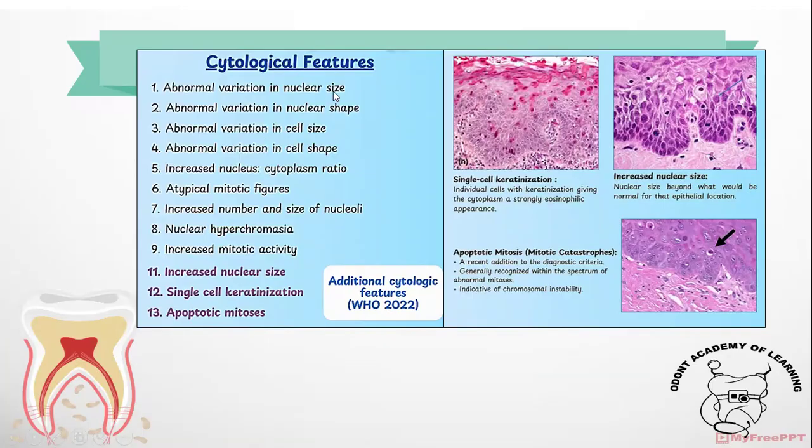That could be abnormal variation in the nuclear size, abnormal variation in the nuclear shape. Nuclear shape is basically nuclear pleomorphism. Nuclear size means anisonucleosis. Cell size means anisocytosis. Cell shape means cellular pleomorphism. There could be change in the nuclear cytoplasmic ratio. There could be presence of atypical mitotic figures.